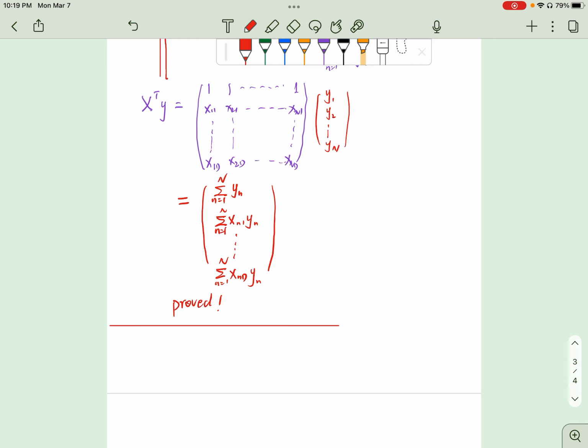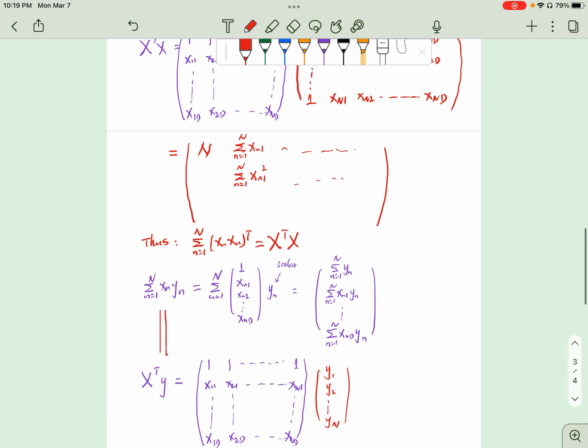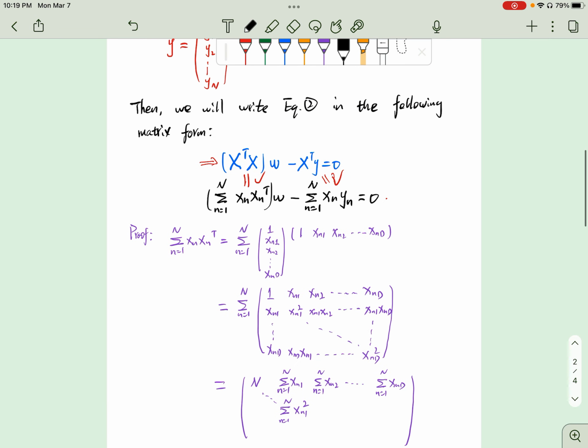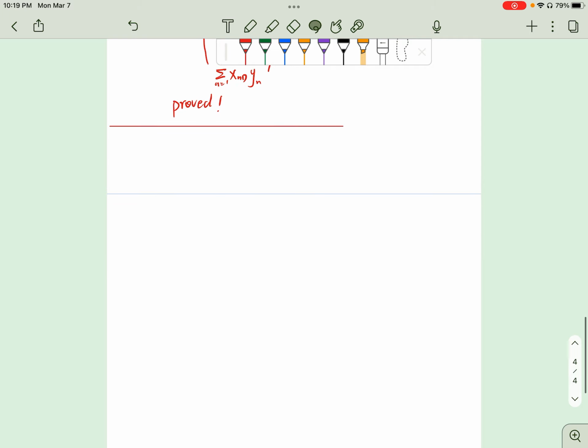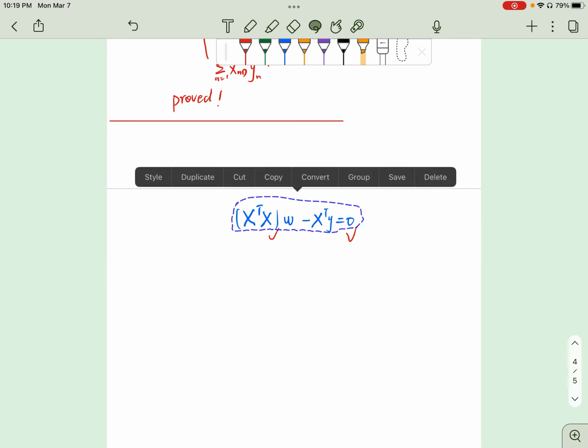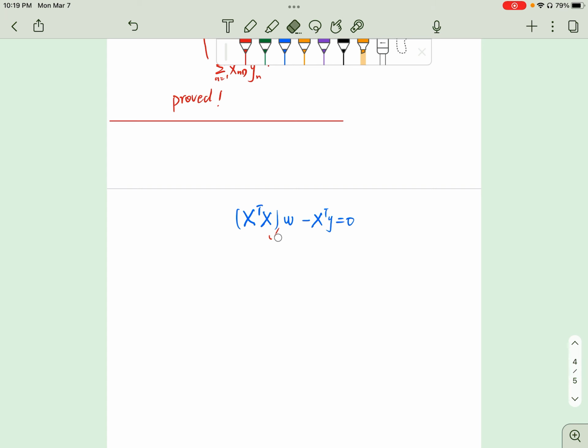Okay, this is just our proof here. Okay, we will continue with this matrix calculation here. We will continue with this equation. Let me copy it. Because this equation is after I set the gradient to zero, I put a star here. It means that this is the optimal weights that we want to find.